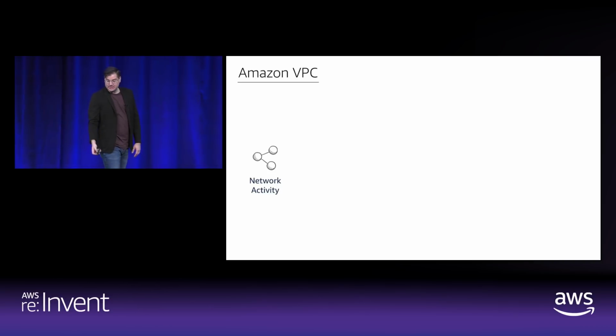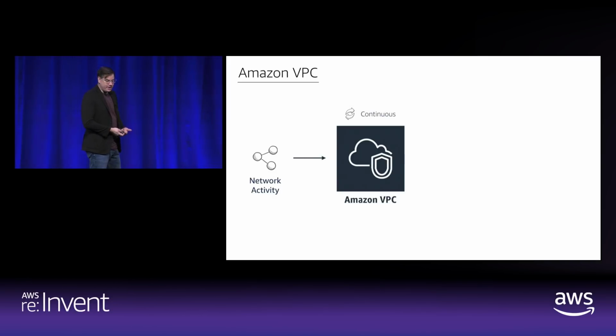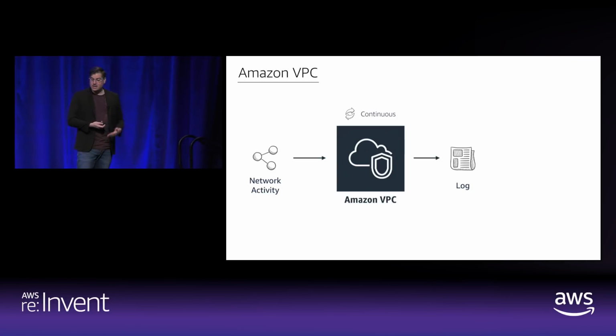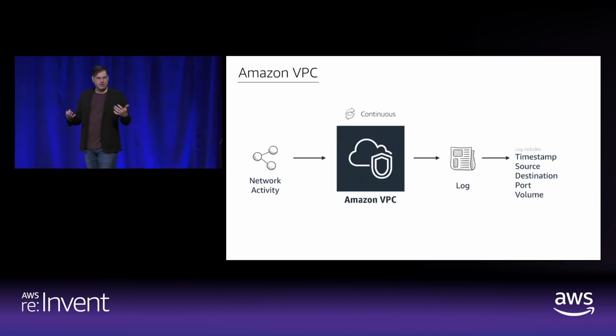So when we have VPCs, there's network activity. The VPC is continuously monitoring the network activity and generating flow logs depending on the volume at different paces. In the flow logs, you get information like a timestamp, so it's not a full network flow log.